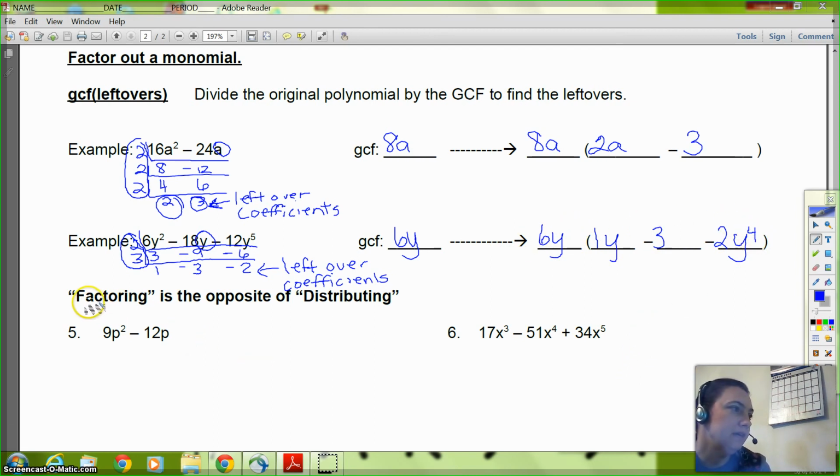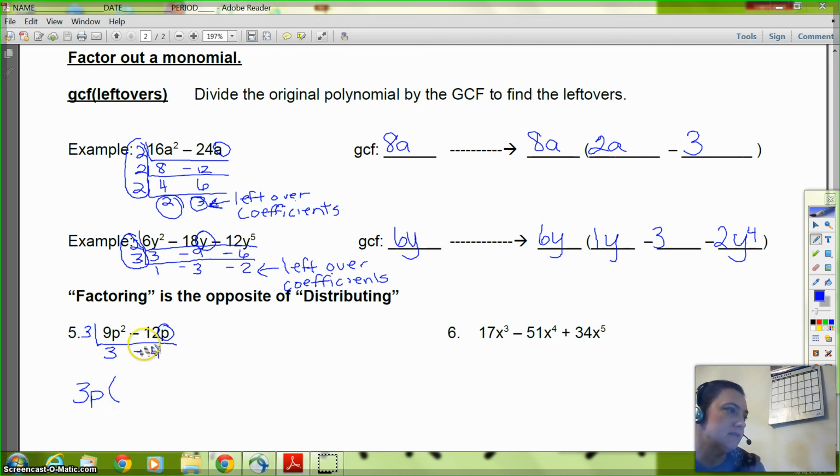Okay, again, factoring is the opposite of distributing. So I'm going to factor 9p squared minus 12p. And again, I'm going to use my ladder method. I see I can divide both of these by 3, so I get 3 left and minus 4. And I can't divide by 3 any further. So 3 is going to be my greatest common factor number-wise, and then I want to compare my p's, and it looks like I've got a p in common, the smallest exponent.